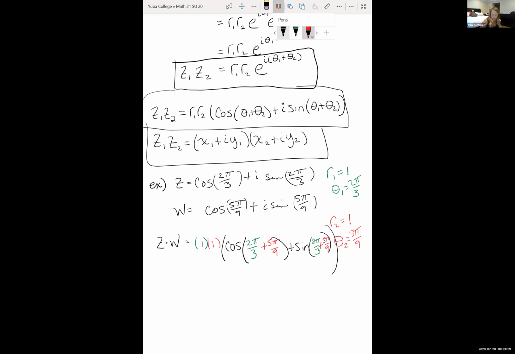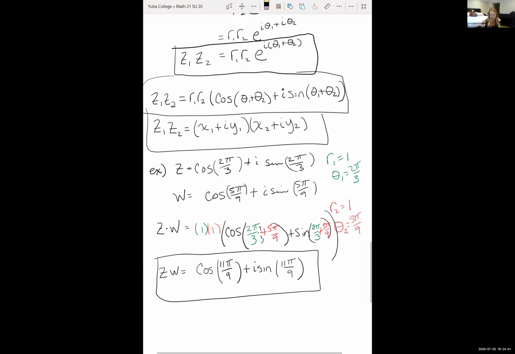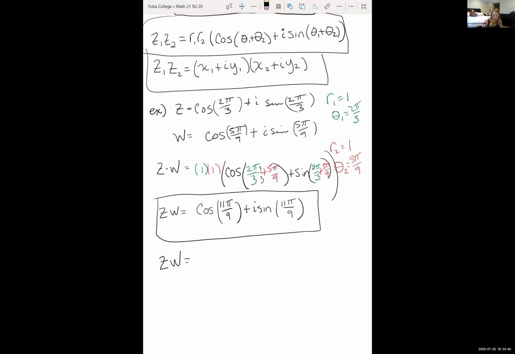So this is equal to 1 cosine. We need a common denominator. Common denominator would be 9. So if we multiply this by 3 over 3, this is 6 pi ninths plus 5 pi ninths, which is 11 pi ninths. And so plus i sine of 11 pi ninths. So that's polar form. Exponential form: r is 1 times 1, which is 1, e to the i theta, and we summed our values, so that would be 11 pi ninths.